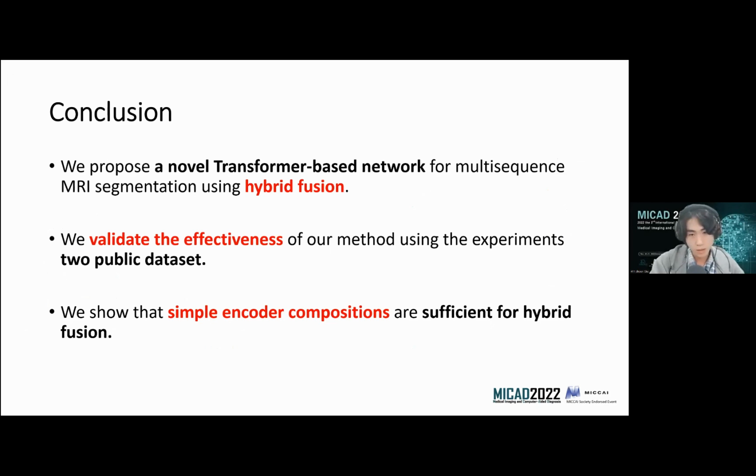To sum up, the proposed hybrid fusion method inherits the advantages of the early fusion approach with the powerful locality of 3D CNN and the middle fusion approach with the global consistency of transformer. Experiments on different volumetric segmentation datasets, BraTS and MRBrainS, validate the effectiveness of our method. The proposed method could serve as the basis for transformer-based segmentation networks for multimodal medical images, with the fact that simple encoder compositions are sufficient for hybrid fusion.